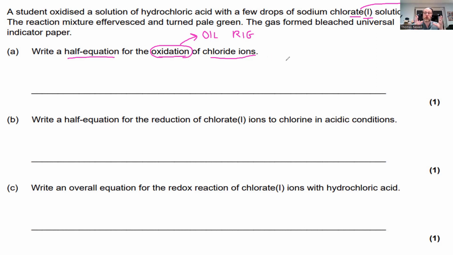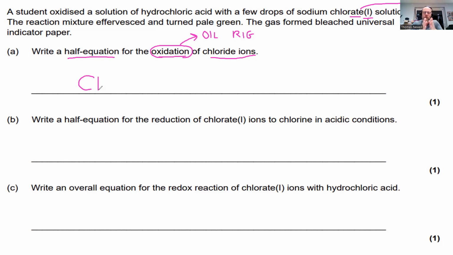So the oxidation of chloride ions. We're starting with chloride ions, so we can start with a Cl. It's an ion, so it's going to be positive or negative. It will have either lost electrons and be positive, or gained electrons and be negative. How do I know which one? Well, non-metals like chlorine tend to gain electrons, and the word ends in -ide. That tells me it's a negative ion.